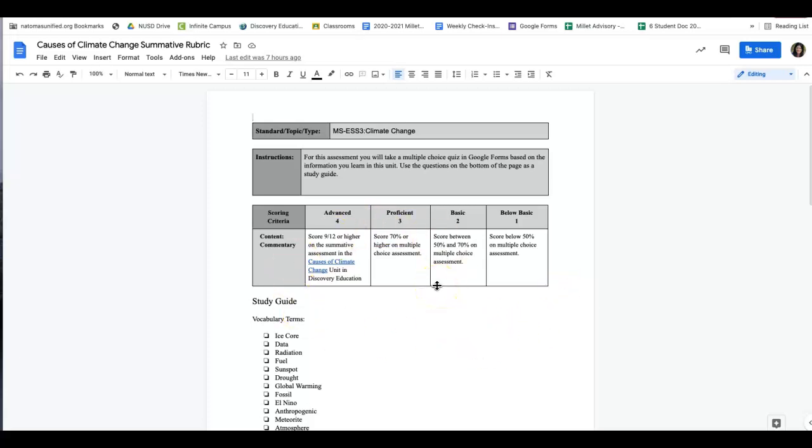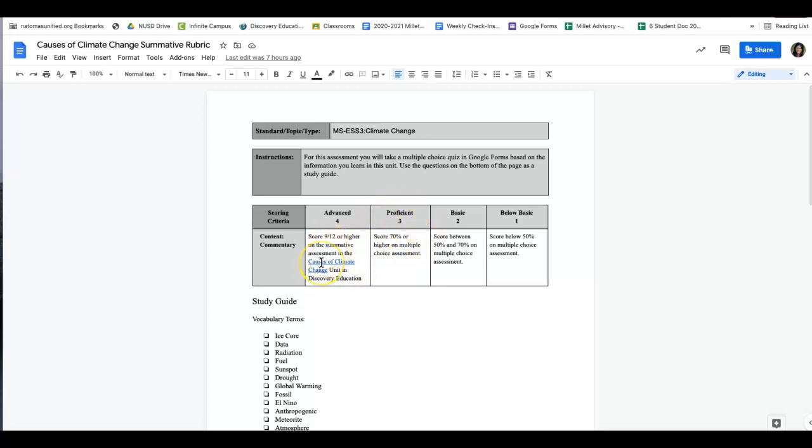So this is going to be a multiple choice test. If you score 70% or higher on it, it's a 3. Between 50% and 70% is a 2. If you score below 50%, you will score a 1. If you would like to score a 4 on this test, or the summative, you need to at least get a 70% or more on this part.